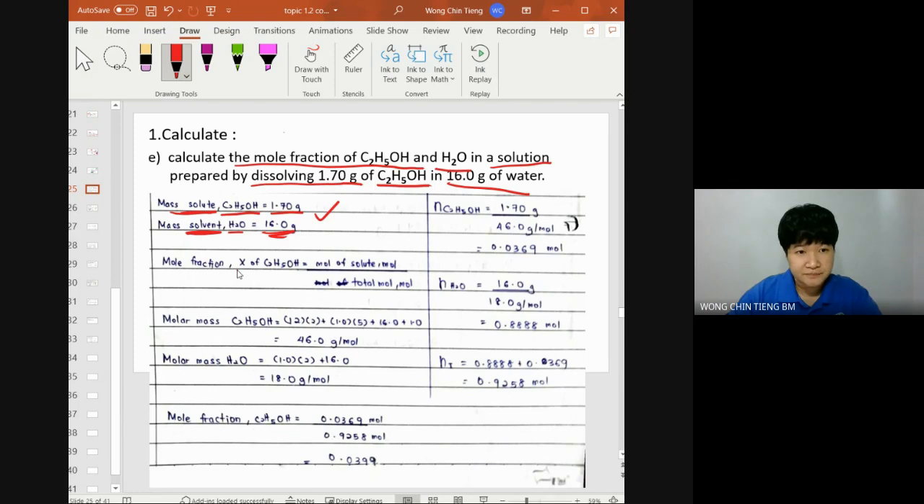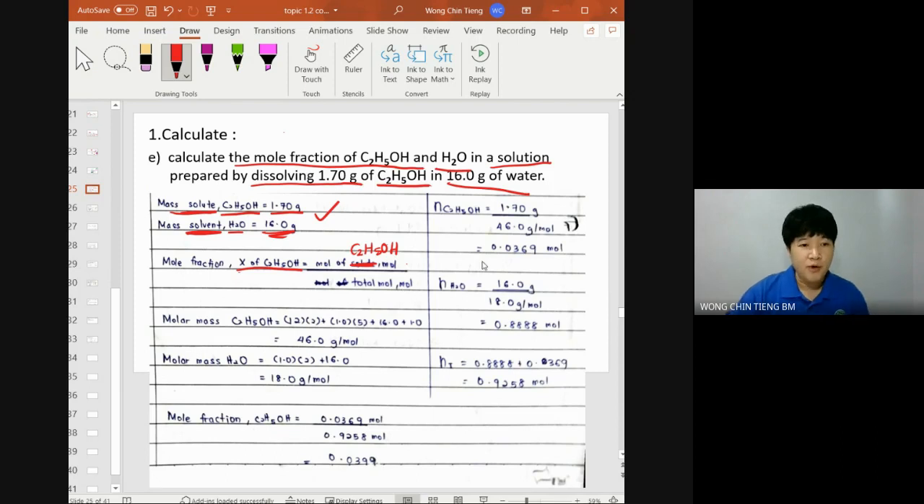Mole fraction of ethanol is the number of moles solute over total number of mole. Sayang, bukan number of moles solute. Whoever is that is the number of moles straight away, C2H5OH. Okay? Mole of C2H5OH over total mole.